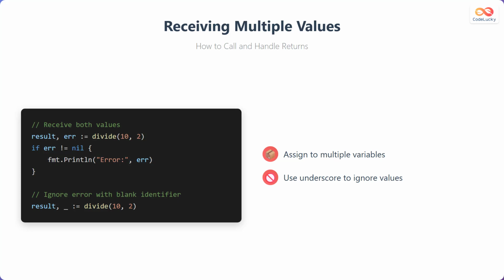Go also provides the blank identifier, represented by an underscore, which allows us to ignore specific return values when we don't need them. This is particularly useful when you only care about certain returned values and want to explicitly ignore others, making your code's intent clear.